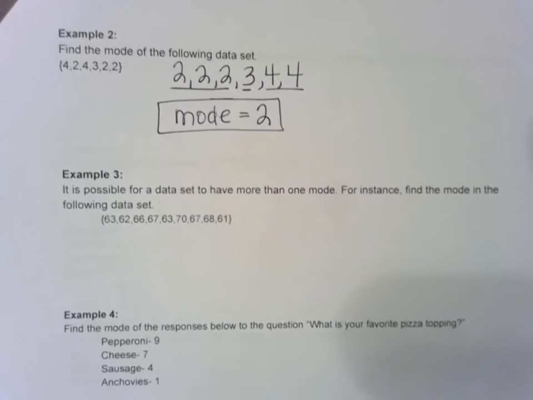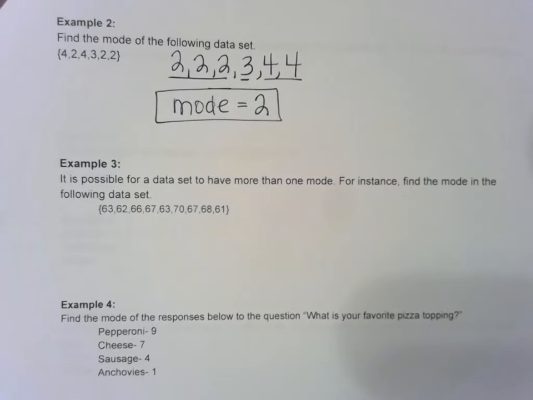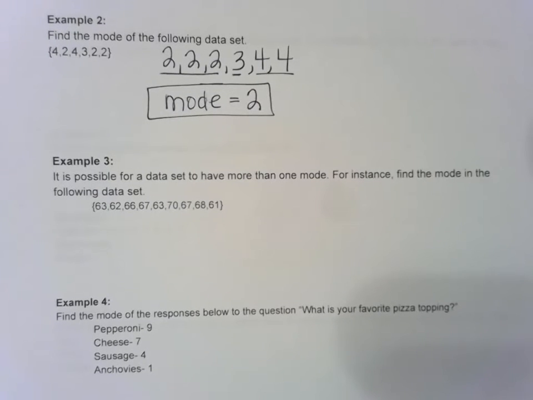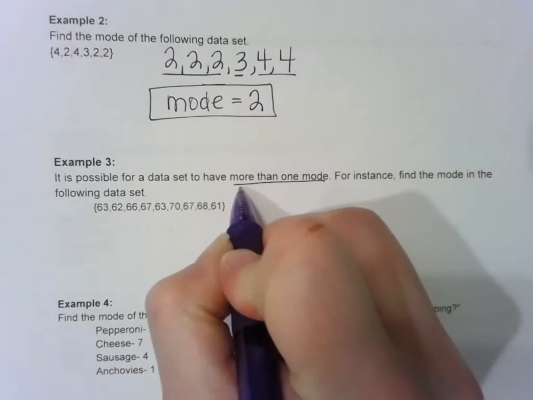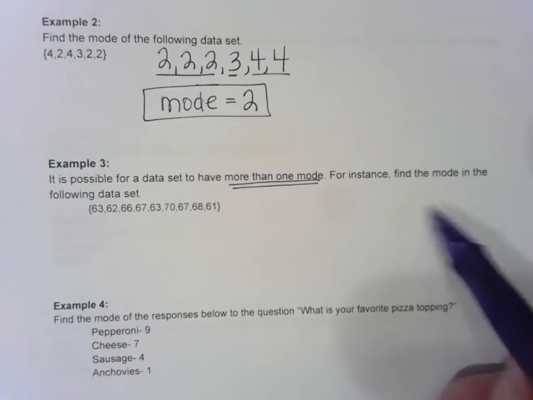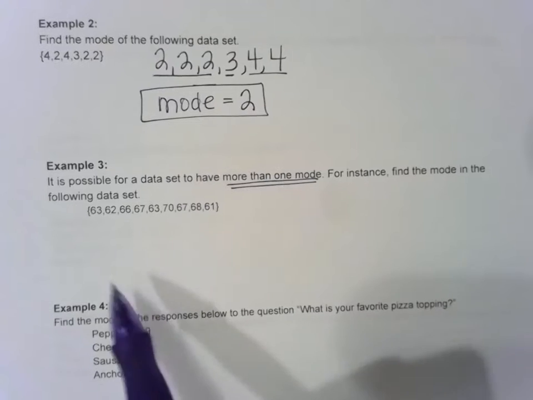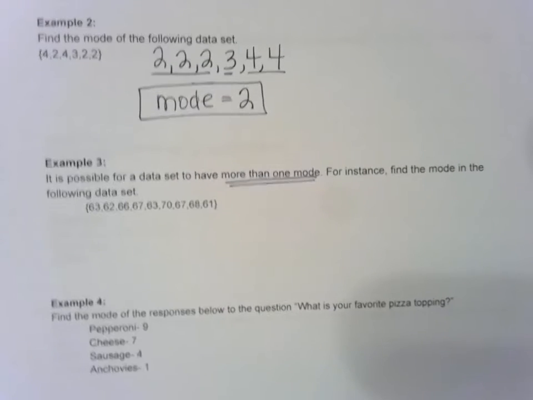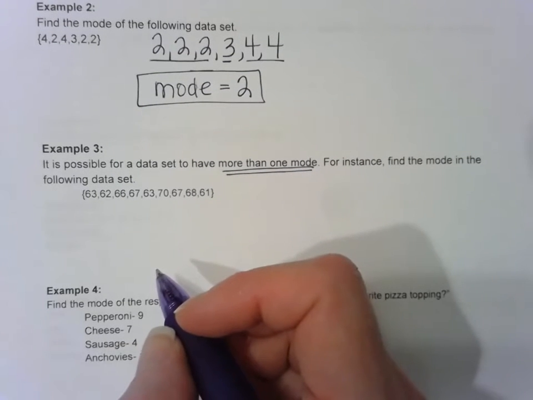All right, as we move into example 3, it's important that you also know it is possible in a set of data to have more than one mode. For instance, find the mode in the following set. So let's go ahead and just follow our 3 steps. First of all, let's put this data set in order.